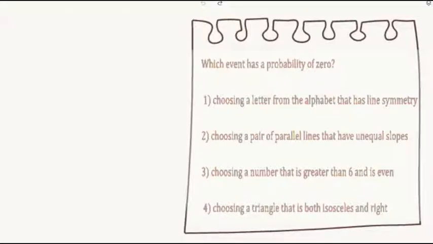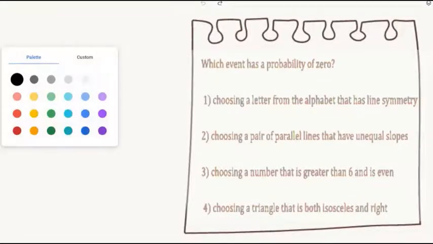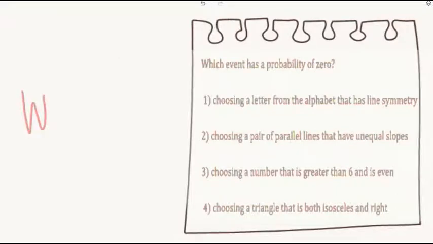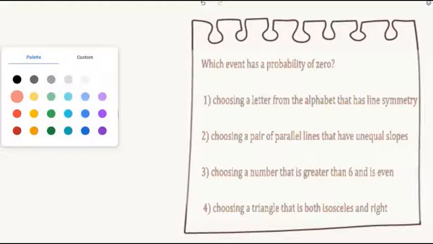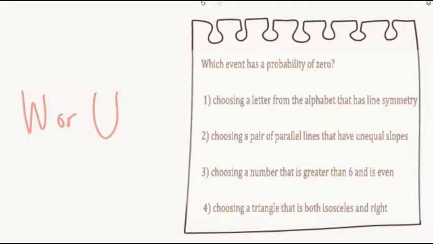Let's say you get the letter W or the letter U, and you decide to put a line through them, just like this. That means it has a line of symmetry. So that makes number 1 incorrect.